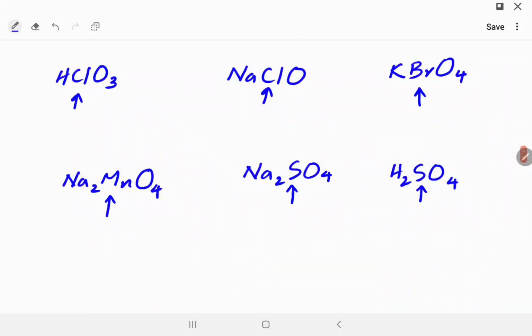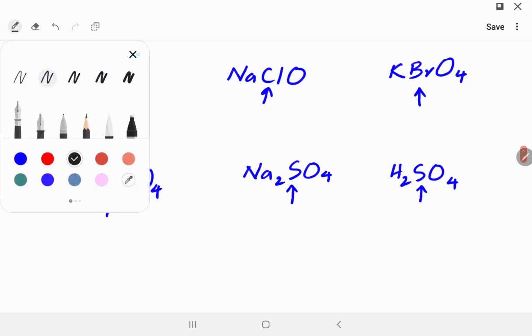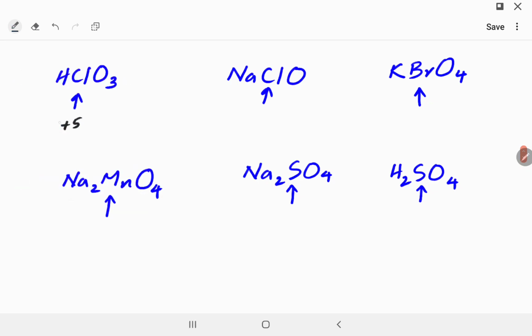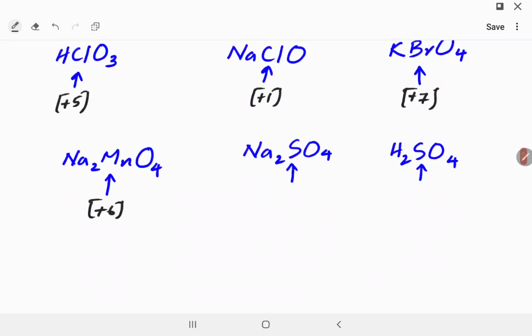All right, let's try them. So for chlorine, it will be +5. Let me use a different color. This chlorine is a +1. This bromine is a +7. The manganese is +6. If you feel like scratching your head right now, this is how you do it. 1 oxygen is -2, so the 4 oxygens is going to be what? -8. 2 sodiums are going to be +2. Each sodium is a +1 from rule number 5. So manganese should balance everything out.